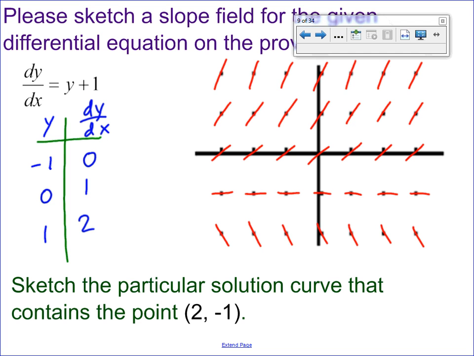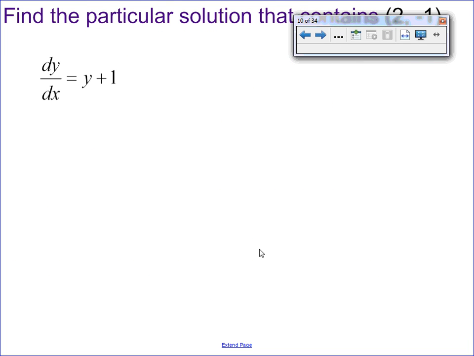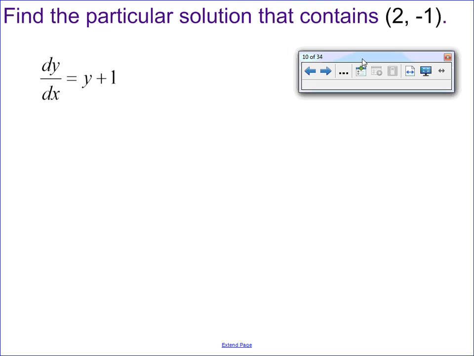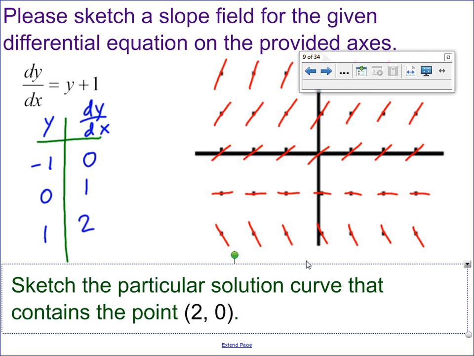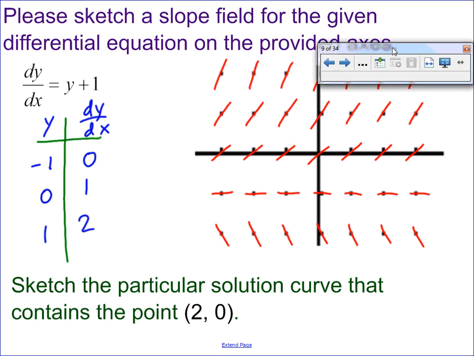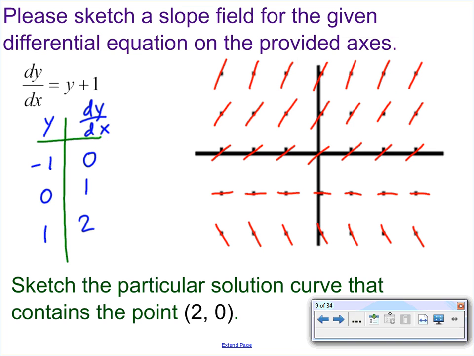So what I'm going to do is change it because I want to be a little more interesting and I want to see. So let's not do 2, -1. Let's change this to, how about 2, 0? Let's do 2, 0. Everybody, we're good with that? Got that change? Cool. So 2, 0 is going to be our solution point, and we'll sketch the general curve that goes through that.